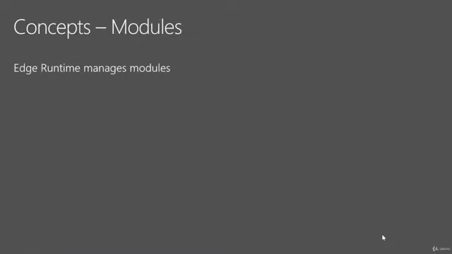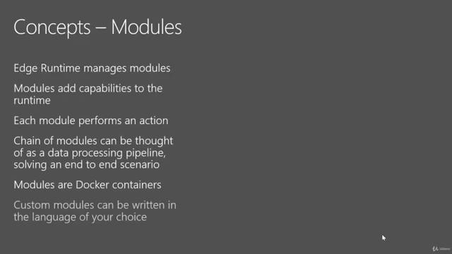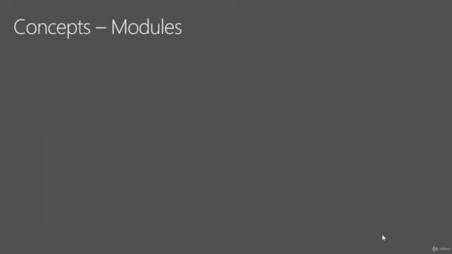Let's speak about the modules. So Edge runtime manages modules. Modules add capabilities to the runtime, and each module performs an action. A chain of modules can be thought of as a data processing pipeline or solving an end-to-end scenario. Modules are Docker containers, and here we have the choice either to go with Docker for Linux or Docker for Windows. And custom modules can be written in the language of your choice. So we can write this module in C# or in Java or in Python or whatever we want.